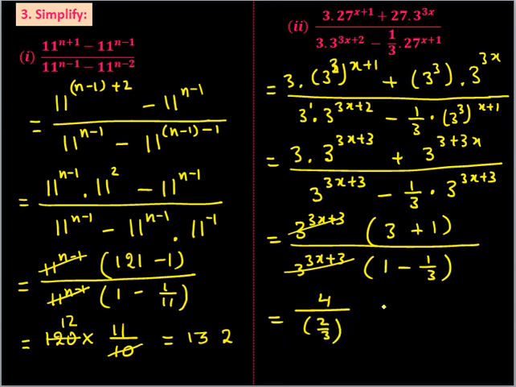So 4 is getting divided by 2 over 3. We can write it as 4 multiplied by 3 by 2. So this 4 gets cancelled out with 2 and the resulting product comes out to be 6. So you can see we have to convert each of them into as simplest form as possible to get the most simplified value for the given expression.